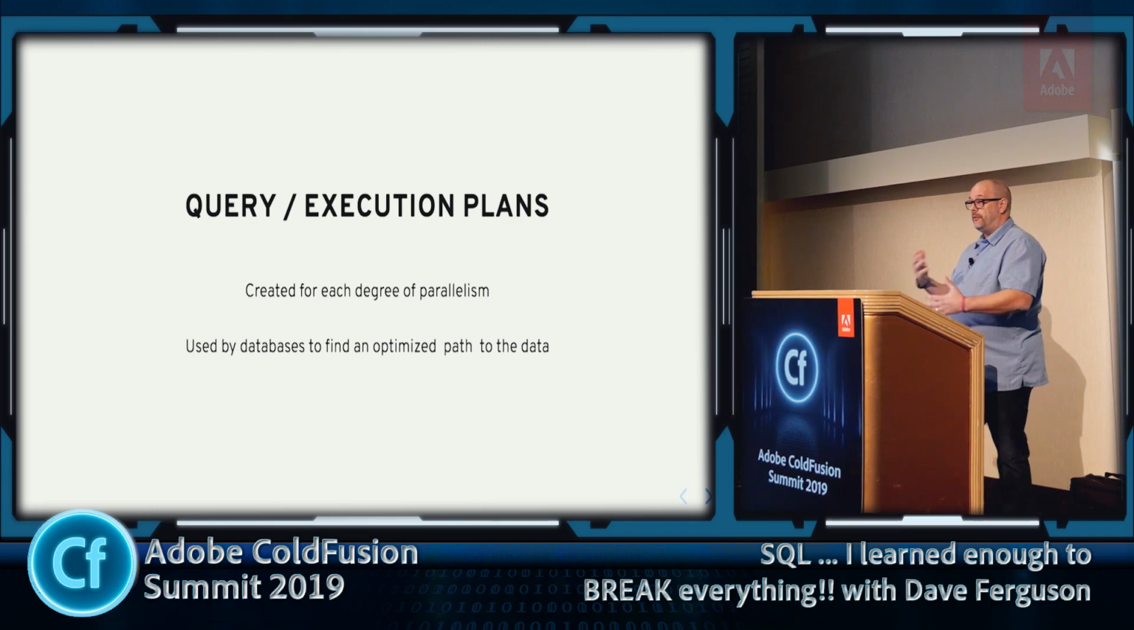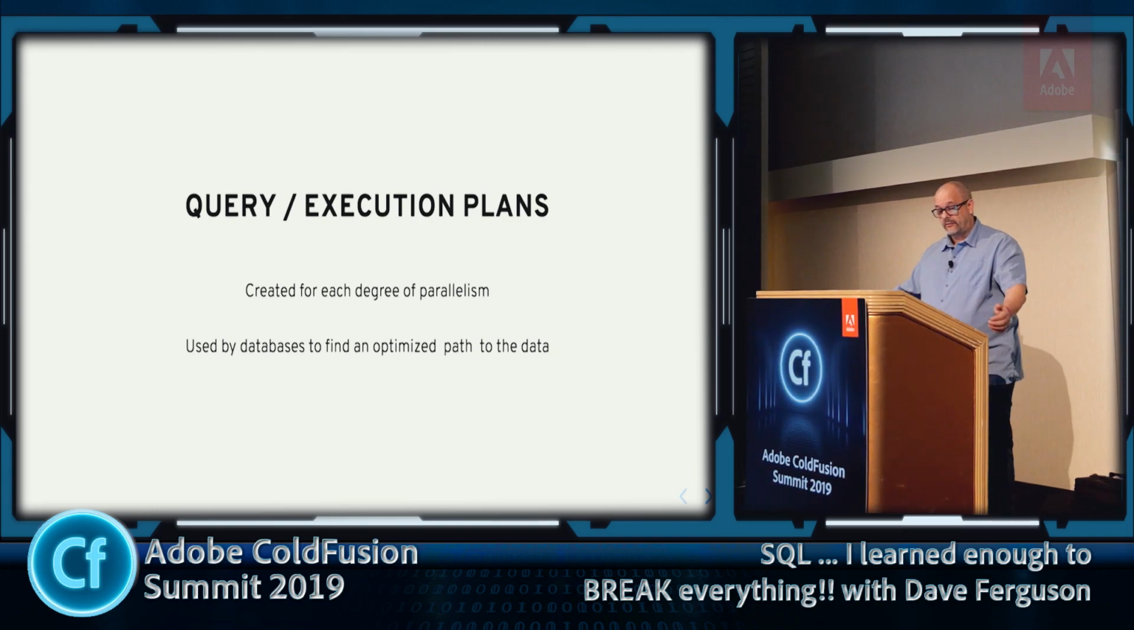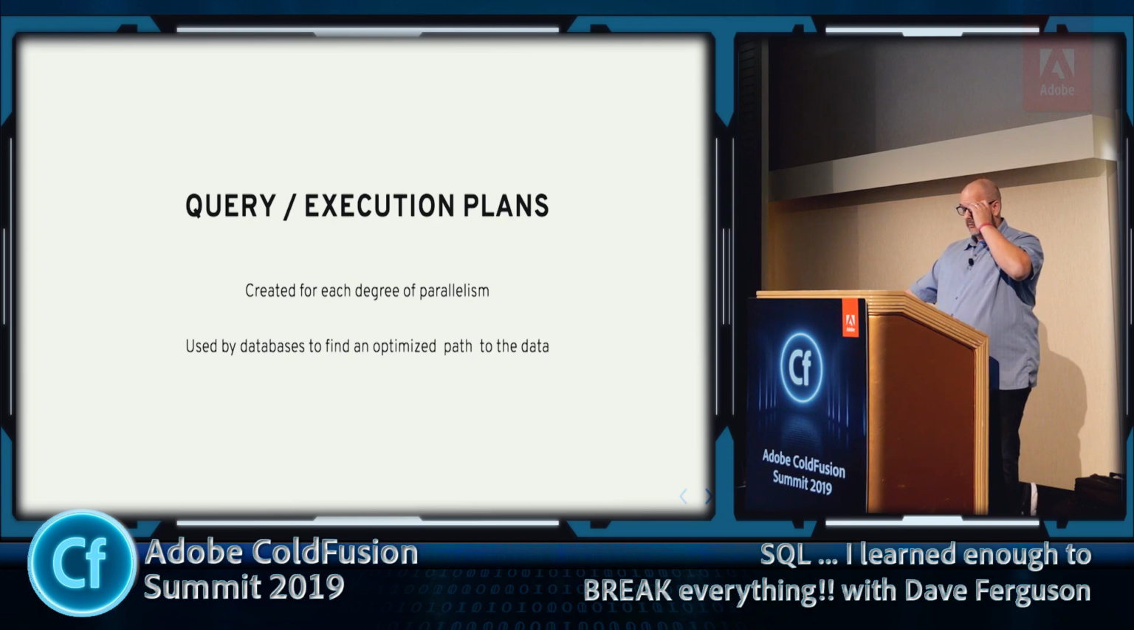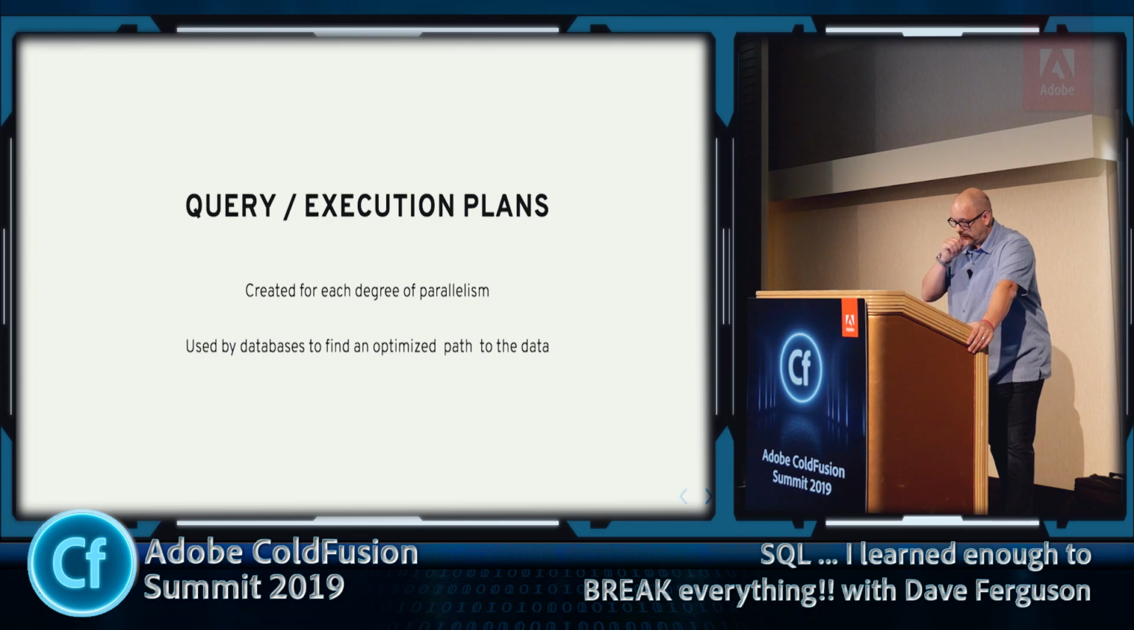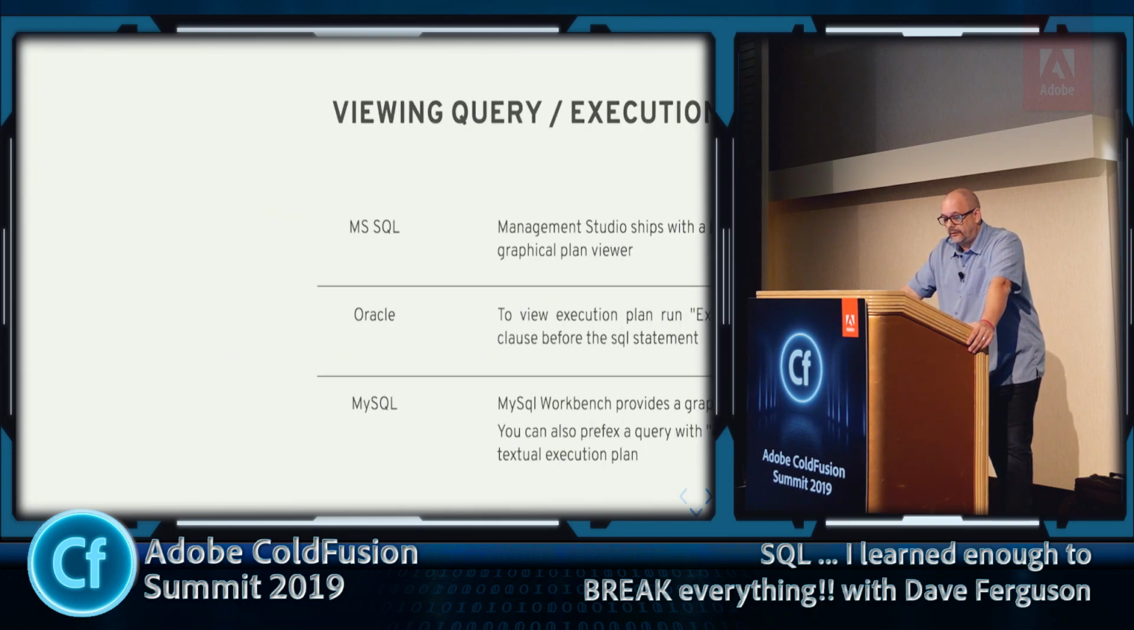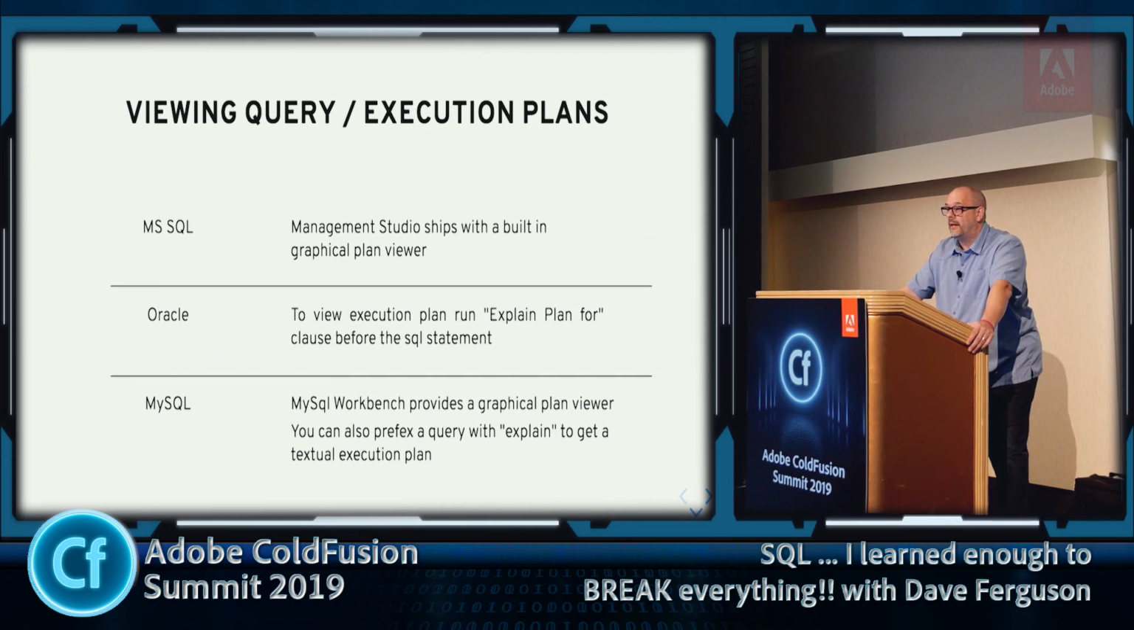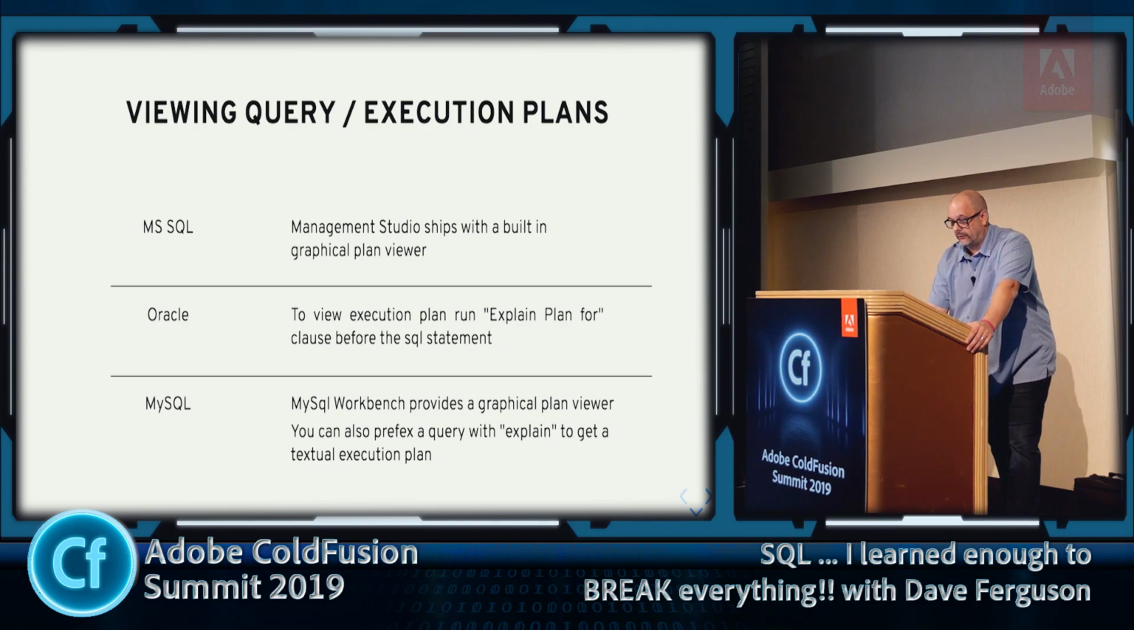There's different ways you can view those execution plans or query plans. In Microsoft SQL Server, Management Studio ships with a visual tool. Oracle uses EXPLAIN prior to running the query, and it'll give you a text-based output of what it is. And in MySQL, you can use MySQL Workbench to get the query plan as well. So what do those look like?